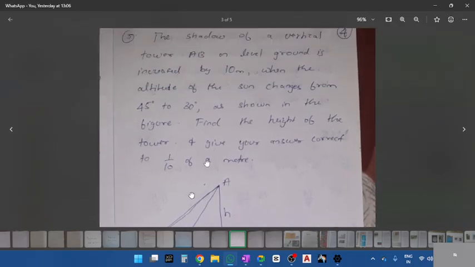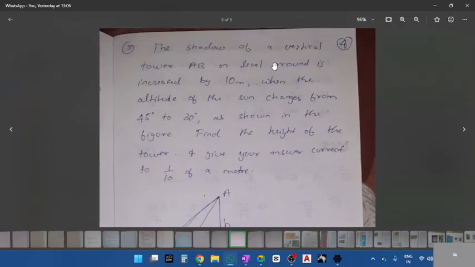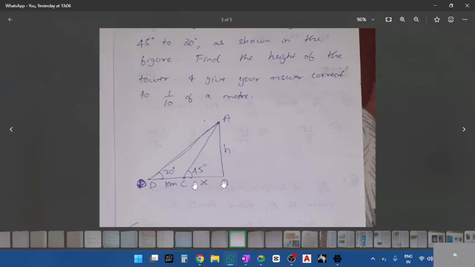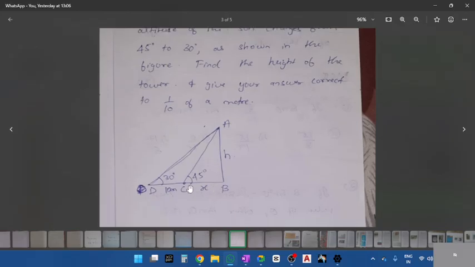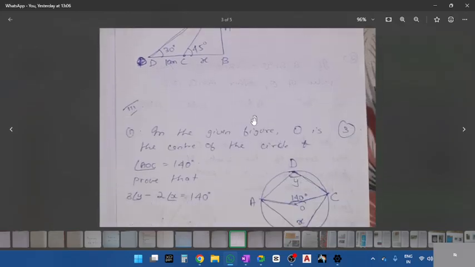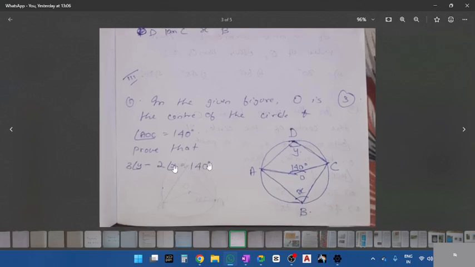Next, look here. Read the question. Don't blindly solve this. Shadow falls on the ground 10 meters. Read all this. Then you have two equations. You have two right angles. Solve for both the right angle. You will find the value of h. You have to find height, not x. Okay, you have to find the value of h. Remember that.